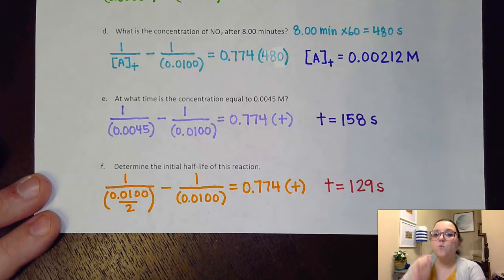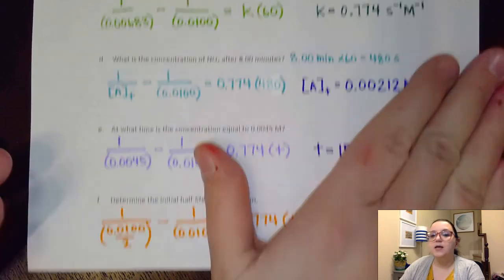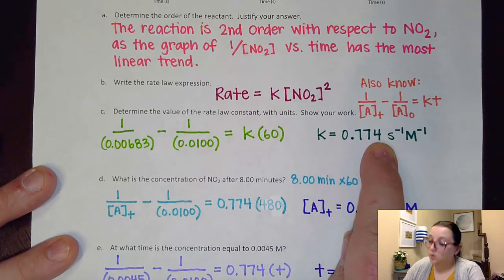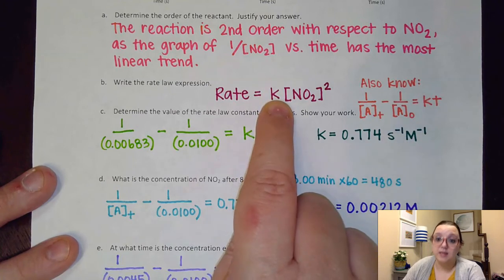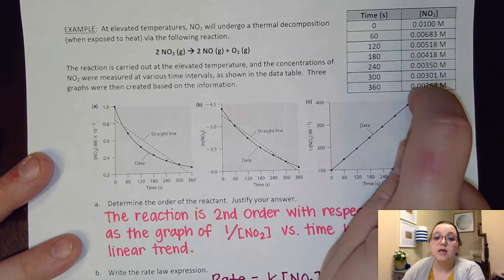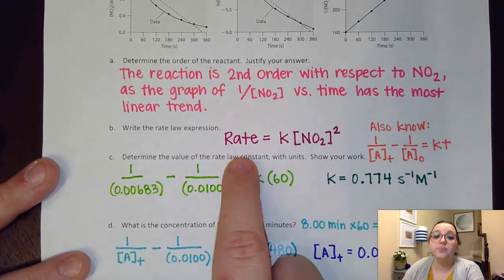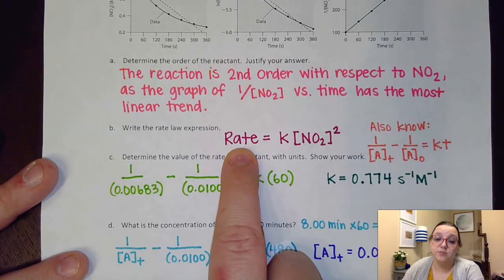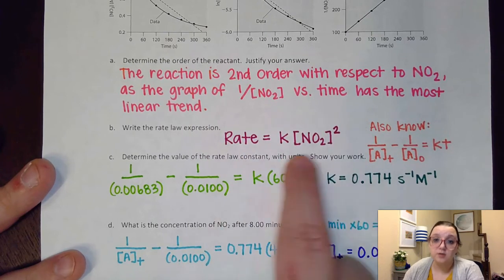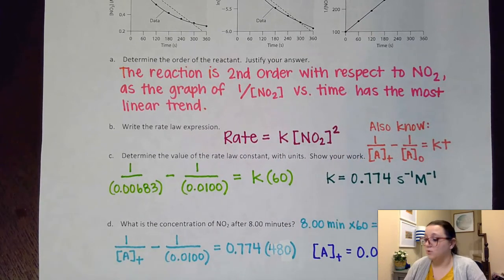By the way, one last thing I want to mention. Now that I have my k value, I could also plug in k here, plug in these concentrations, and determine what the rate would be at those concentrations. So keep in mind that now that I know k, I could go back and calculate with this if I wanted to. So you've got all kinds of options for calculating.